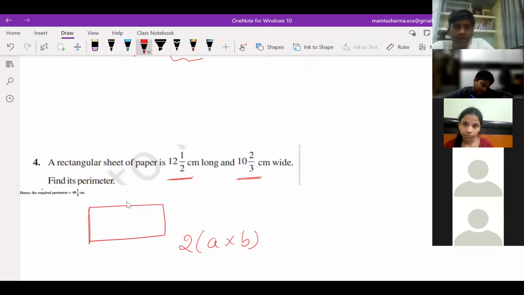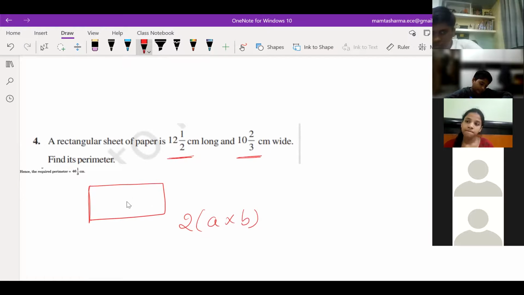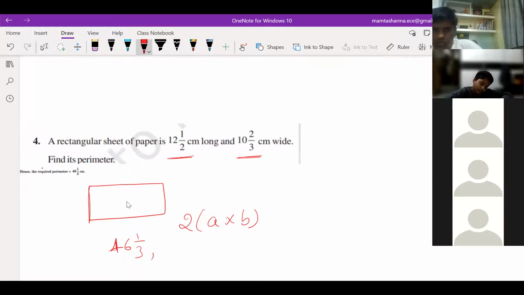Okay, ma'am. I'm trying, ma'am. I'll solve it. Don't think too much. Okay. Ma'am, Shiva Pranav's answer is 46 1 by 3. And Aisha? Ma'am, I'm still doing it, 1 minute. Okay, do it fast. Ritvik, now Ritvik went slow. Doing, ma'am.